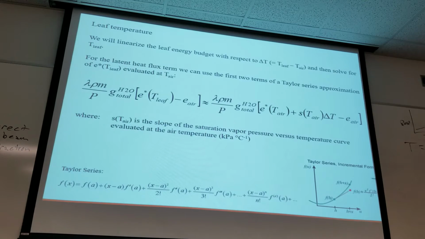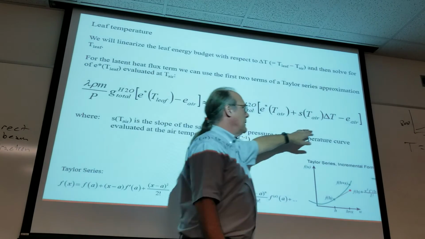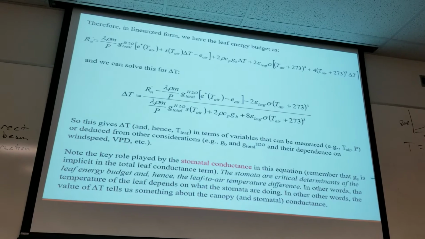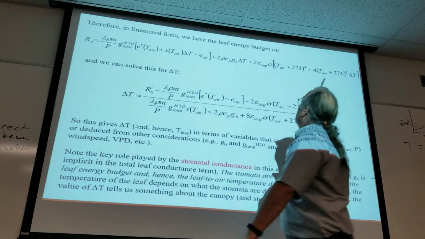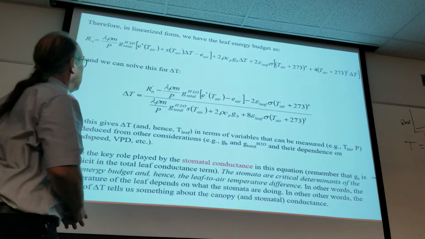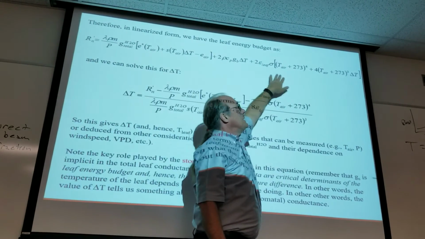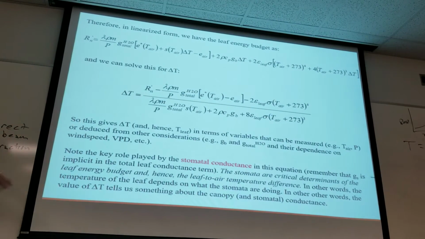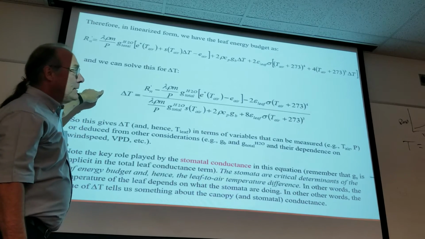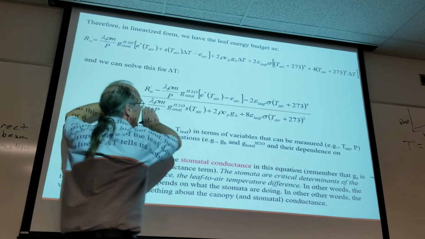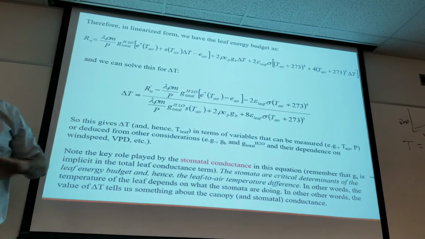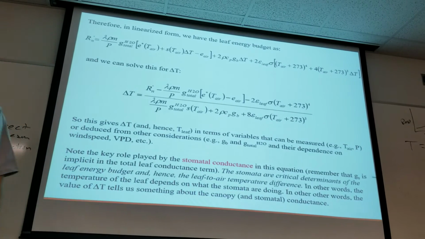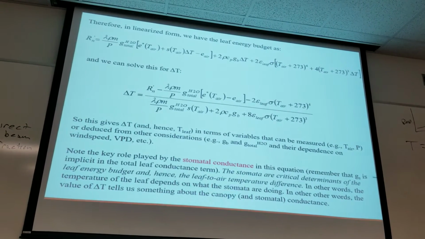It's a rough approximation, but what it allows us to do is linearize this equation in terms of T leaf. And then there we have it. This is the stuff that I just went into. We can solve this equation for delta T, and it's this monster. Right? So here we have delta T, or T leaf, on this side, and everything else on this side that doesn't have T leaf. And this is the way that we can estimate the leaf temperature of leaves in the canopy.